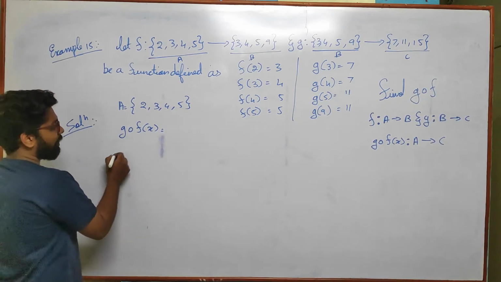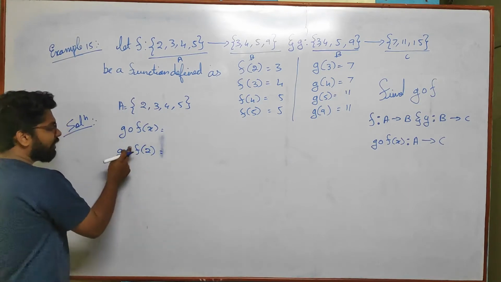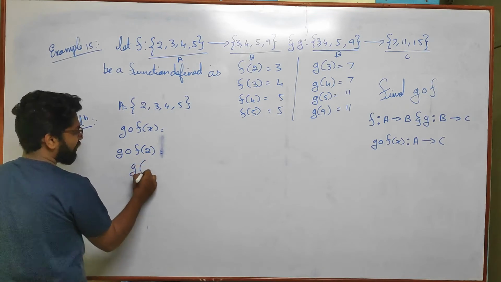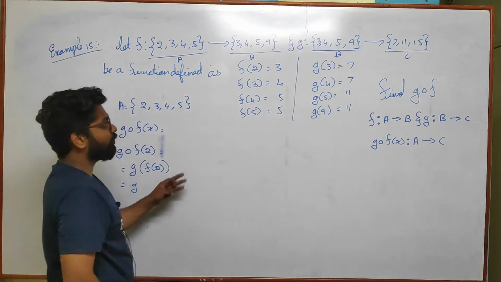So let us substitute one by one and check. f circle f of the first function is what, 2. As usual again the circle splits up and we are going to get g of f of 2, which is equal to, now g is here. What is f of 2 from the definition?